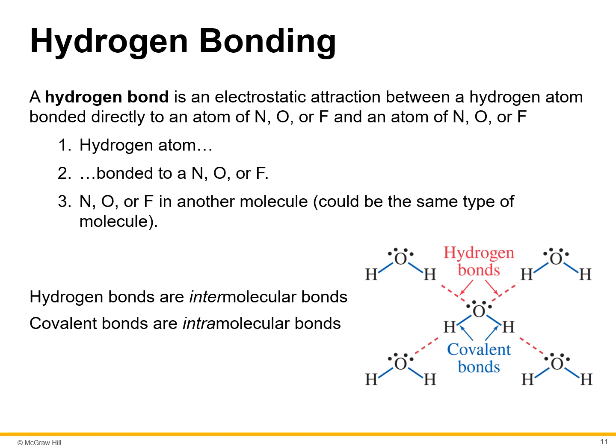We also introduce hydrogen bonding, and hydrogen bonding entails hydrogen bonding to either nitrogen, oxygen, or fluorine. So here's an example of a hydrogen bond. It's between molecules, so we call that an intermolecular bond. So it's between molecules, versus intra, which is within a molecule. This is an intramolecular bond. Covalent bonds are intramolecular, but hydrogen bonding is between molecules, hence intermolecular bonds.